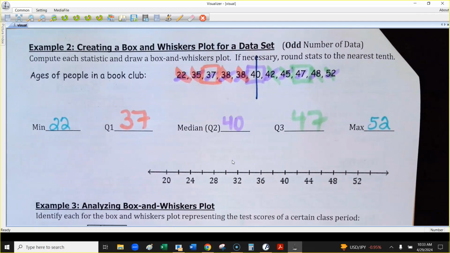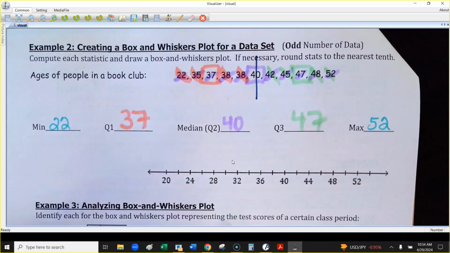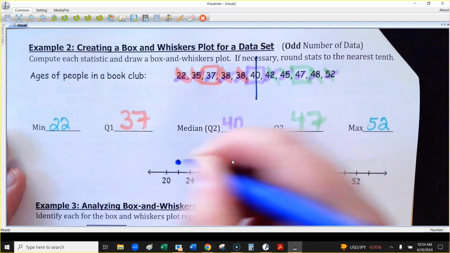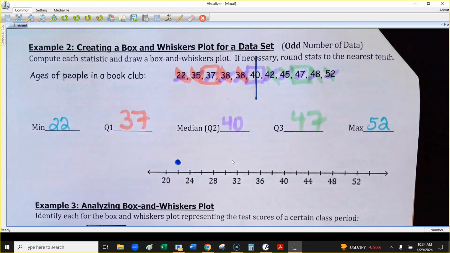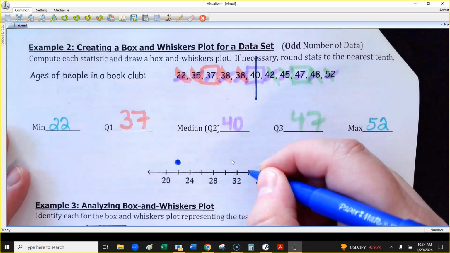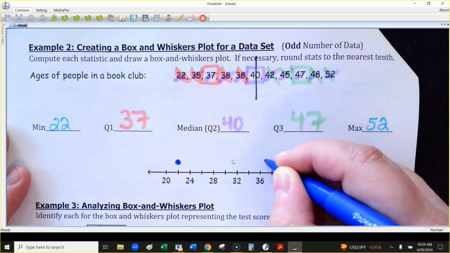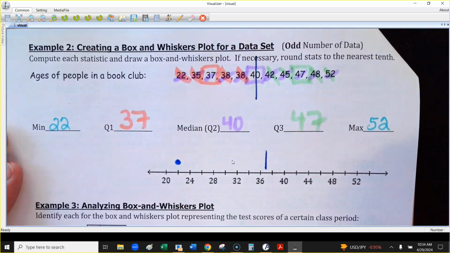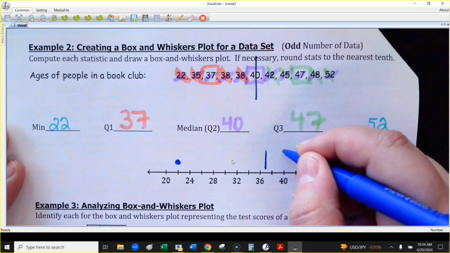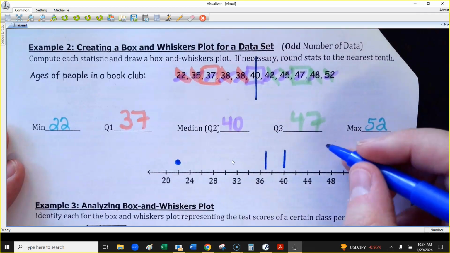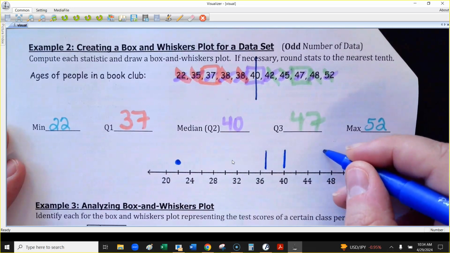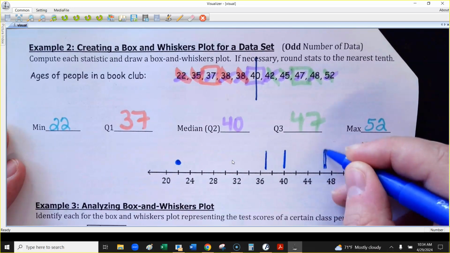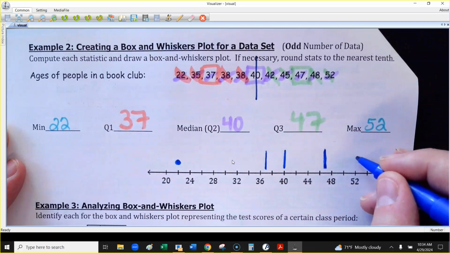Okay. Each one of these guys on the number line here goes by a 2. So if it's not a nice number, you can just kind of estimate the best you can. So for the 22, I'm just going to put a little dot above that there. And then for Q1, I would go all the way to 37. So that would be right between the 36 and the 38. I'm just going to draw a vertical bar there. That's my Q1. And 40 will be my Q2. So right there, little vertical bar. Q3 is 47. So I'm just going to go between the 46 and the 48. And then for the 52, I'm just going to do a little dot.